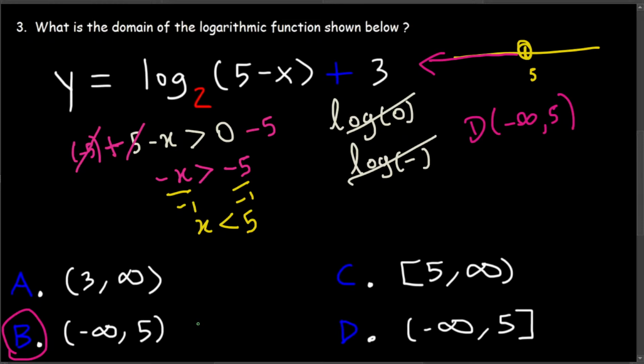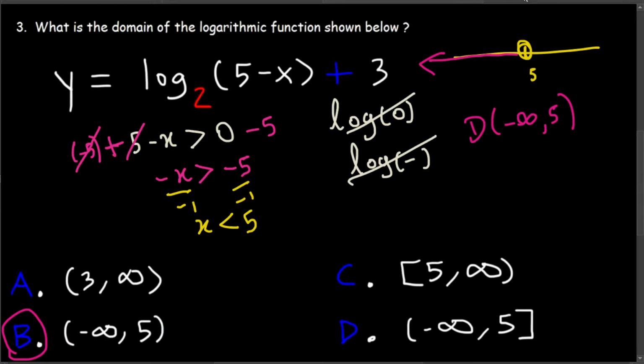Okay, so here you can see B and D look the same. What's the difference? The D has a square bracket. Square bracket means the 5 is included, but here 5 is not included. So when we compare these two, B is the accurate one because 5 is not included. So we have to put a round bracket. That's why we select B.